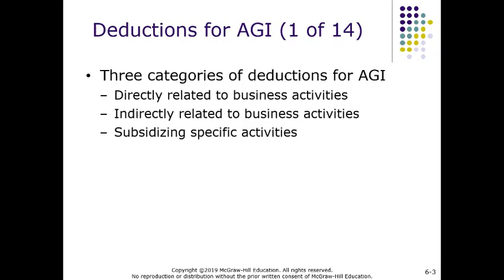The book talks about breaking down for AGI deductions into three categories. Those categories are deductions that are directly related to business activities, those that are indirectly related to business activities, and then the last category is deductions that subsidize specific activities that the Congress is trying to encourage.